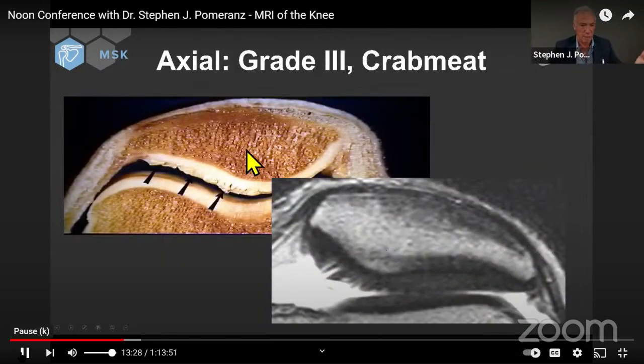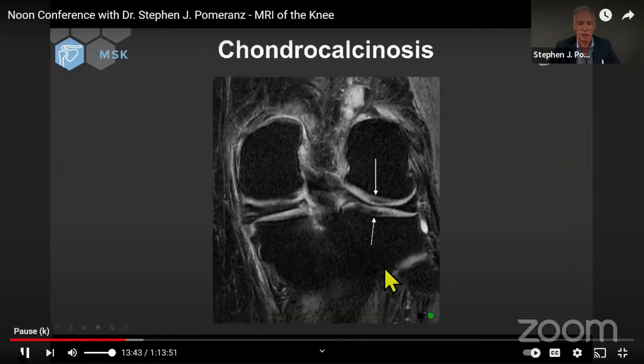Let's take one example. Here is a pathologic specimen showing the crab meat configuration of grade 3 chondromalacia. And on your right, the MRI demonstrating extensive fissuring of the apex and medial facet in a crab meat-like configuration. Now we said, remember, the hyaline cartilage is darker deeper and becomes brighter more superficially. But at least in the femur and probably in the tibia, we're not so deep. We're kind of in the middle. And it looks very different than the other cartilaginous areas.